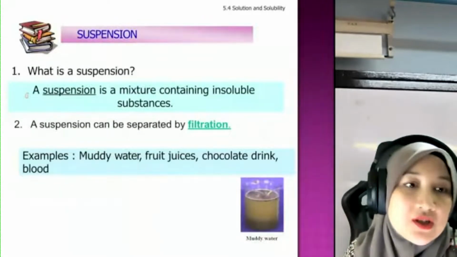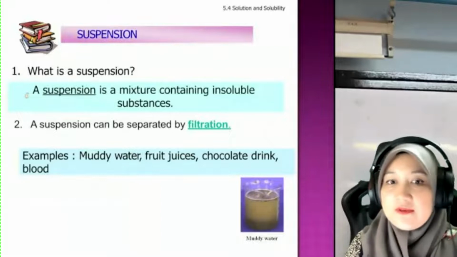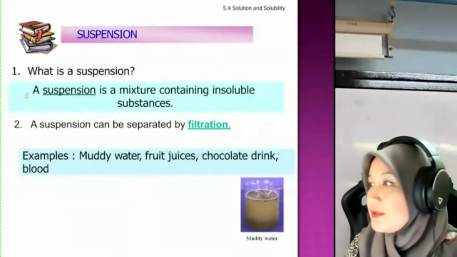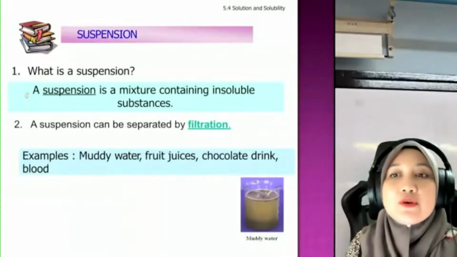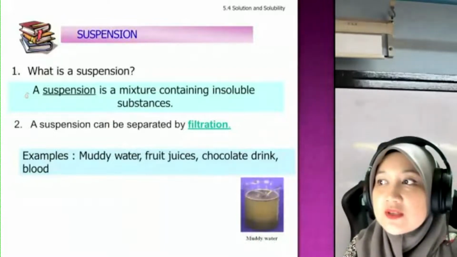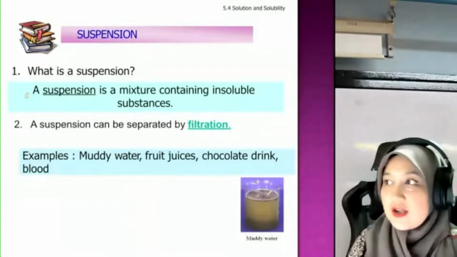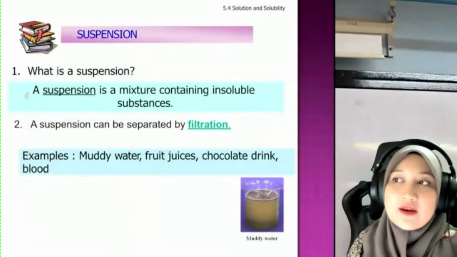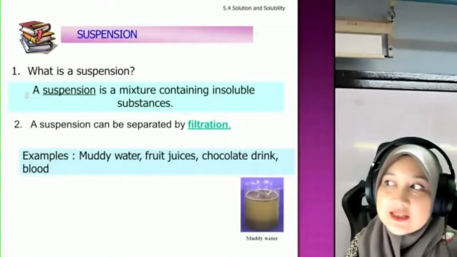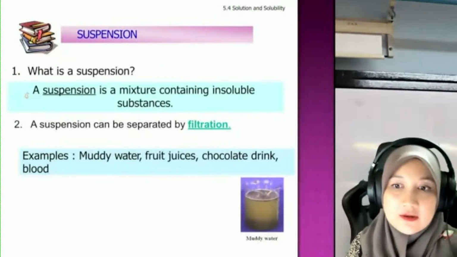Suspension. What is suspension? Before that, I would like to ask you to do the Wooclap link for the next one. I want all of you to differentiate between solution, suspension, and colloid. Let's do this, guys. Compare the following terms. What are the meanings of solution, suspension, and colloid? You can do it now, guys.